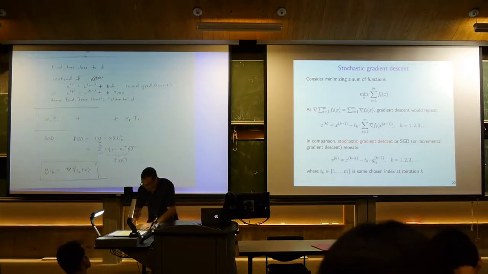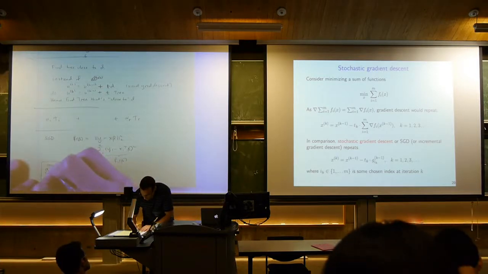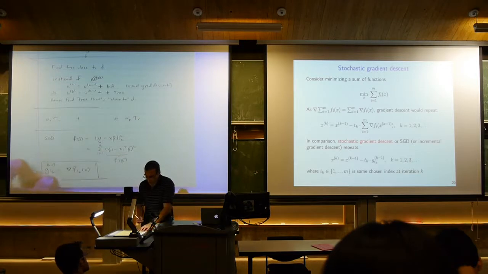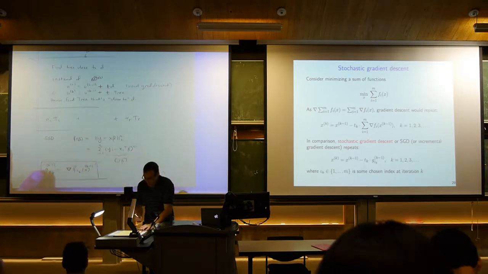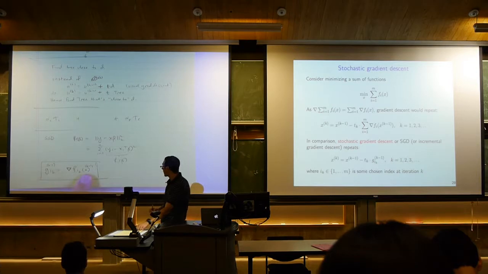Okay, so maybe I'll just be clear here. G_{i_k} at step k minus 1 is the gradient of the i_kth function evaluated at x_{k-1}. Okay, evaluated at this point, x_{k-1}.